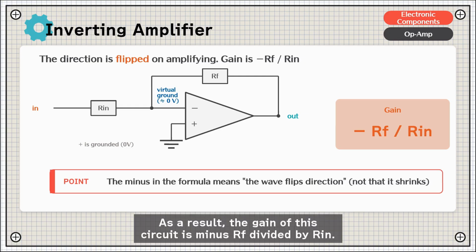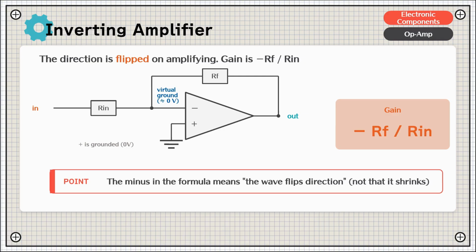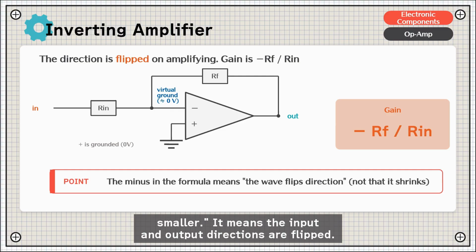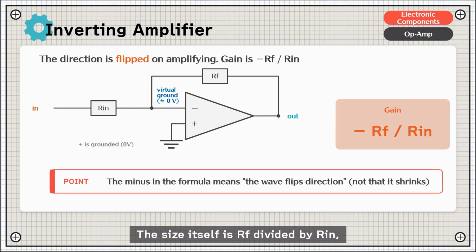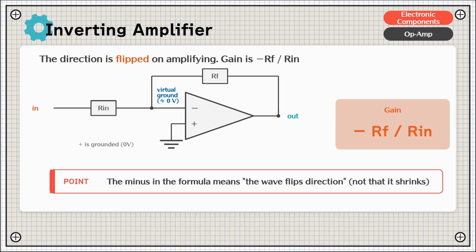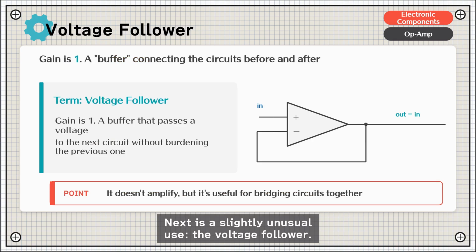As a result, the gain of this circuit is minus Rf divided by Rin. What I want you to watch out for is that this minus does not mean the voltage gets smaller. It means the input and output directions are flipped. The size itself is Rf divided by Rin, and depending on how you pick the resistors, it can be larger or smaller than 1. Next is a slightly unusual use, the voltage follower.